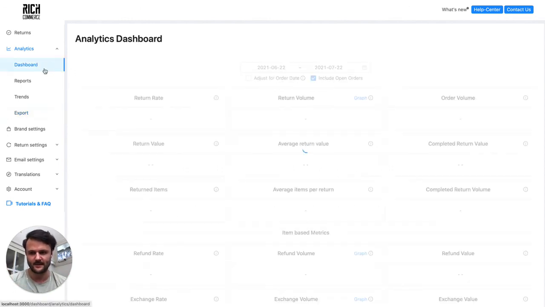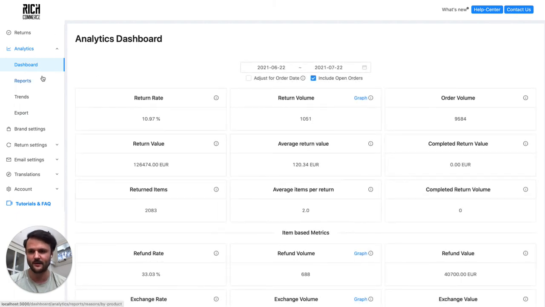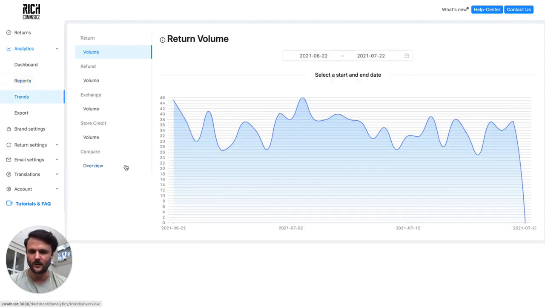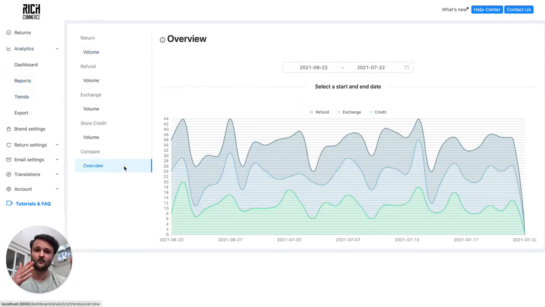But these are the 4 sections. We have the dashboards, which has the stats. We have reports, which gives you a drill down of all the product details. We have trends, which give you a better idea of what is happening in your business and what actual events have an effect on your customers' return behavior. And we have the CSV export.